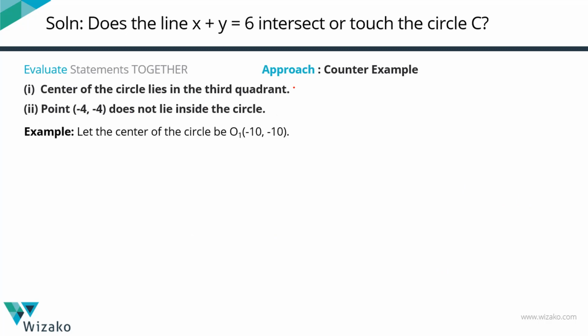Center of the circle lies in the third quadrant. Point -4, -4 does not lie inside the circle. Taking a counterexample approach, in the first case, I'm looking at the center of the circle to be at -10, -10. It satisfies the condition that it's a third quadrant point. We know that the distance between this point and the point -4, -4 is root 72, which essentially is greater than 5. So both statements are satisfied.